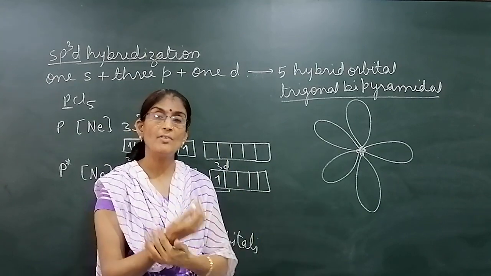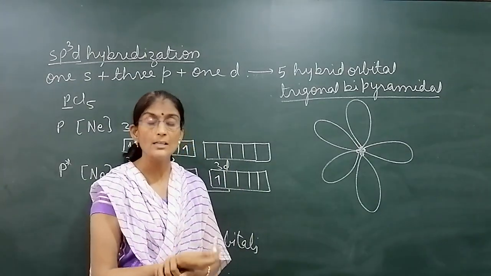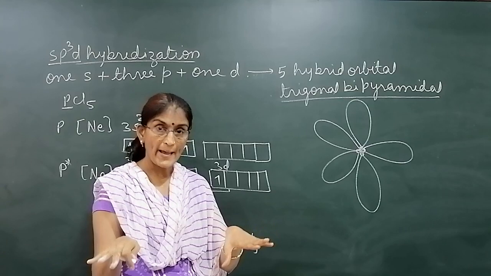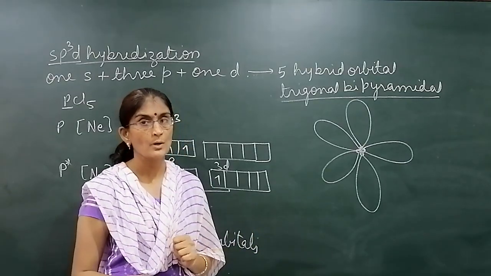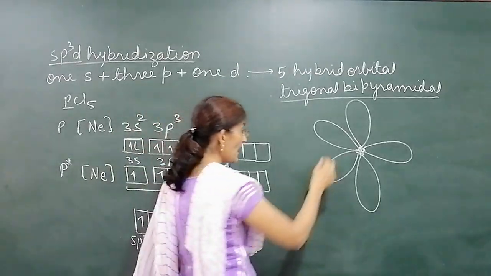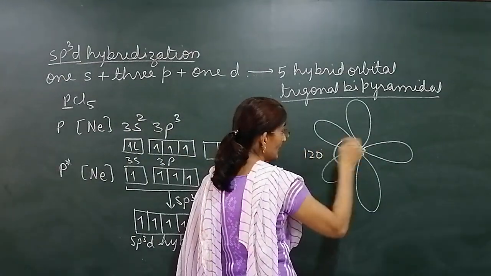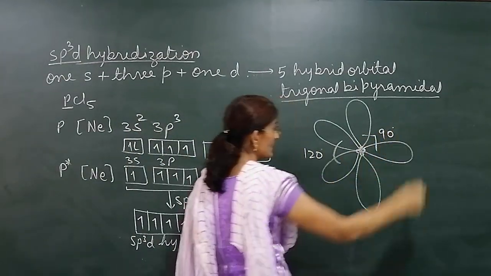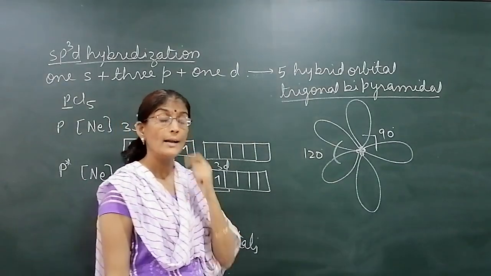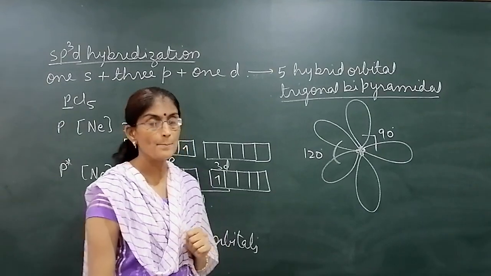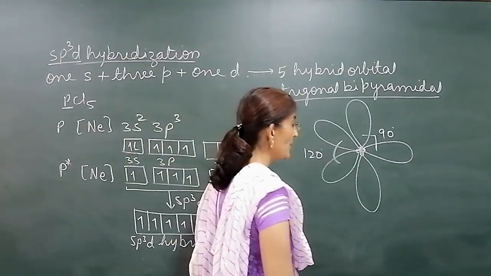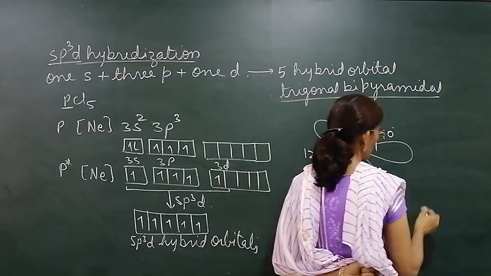The ones above and below the plane will be at 90 degrees, and the ones which are in the plane have a 120 degree bond angle. This angle is 120 degrees and this angle is 90 degrees. So two bond angles are there, 90 degrees and 120 degrees. Clear? We'll draw the shape of the PCl5 molecule.